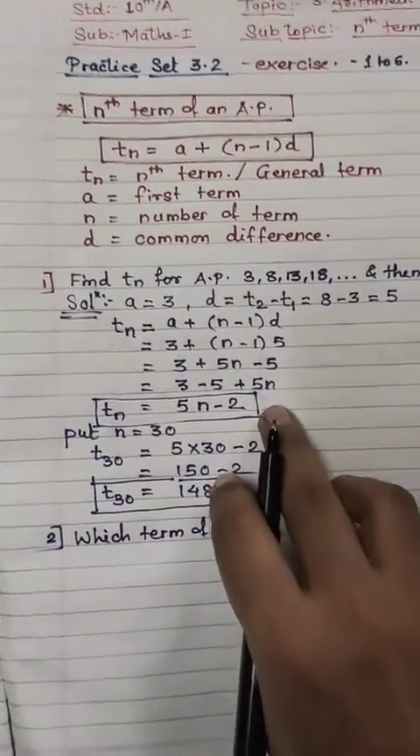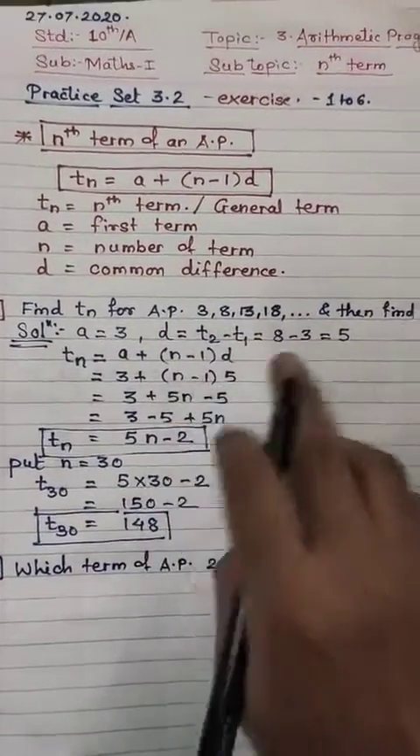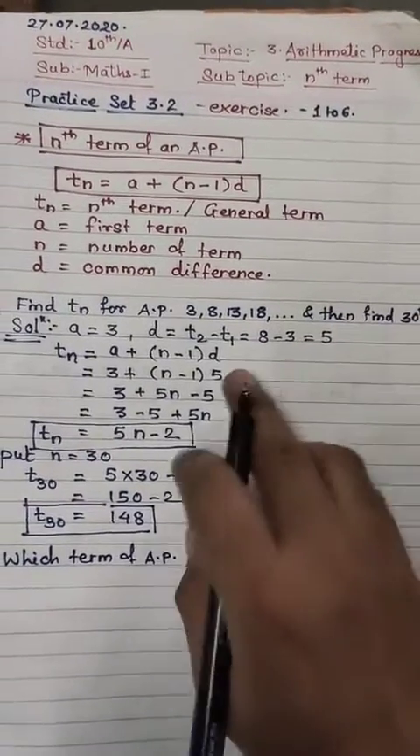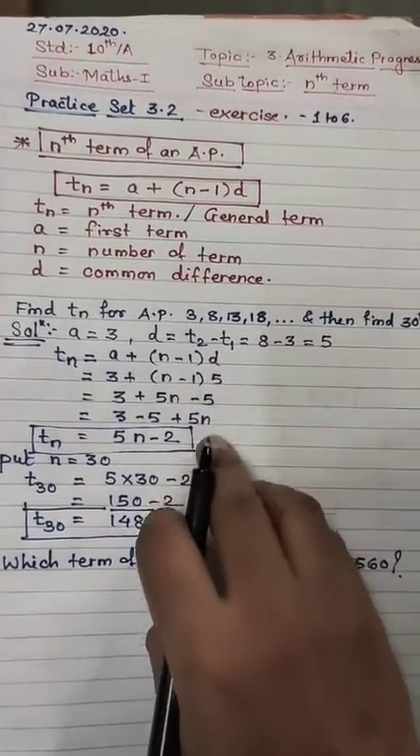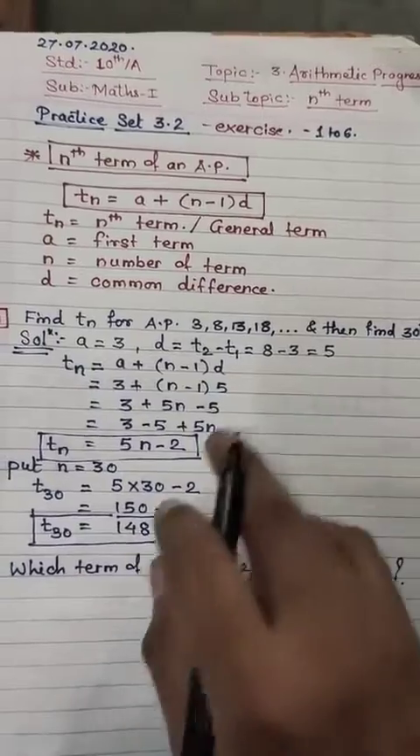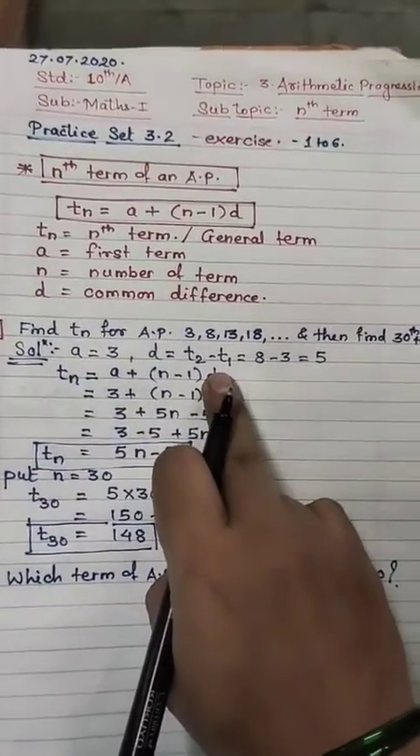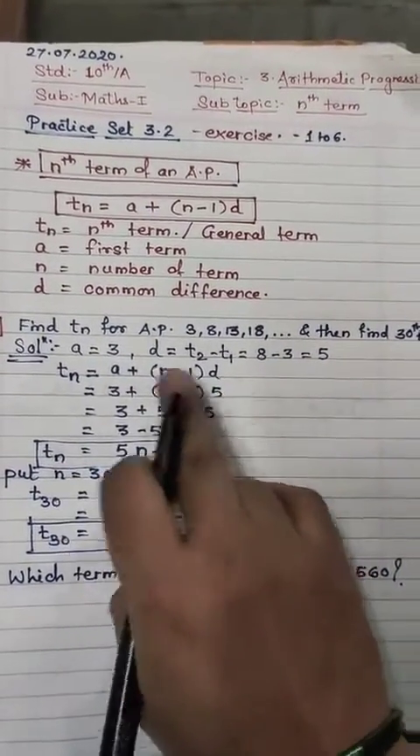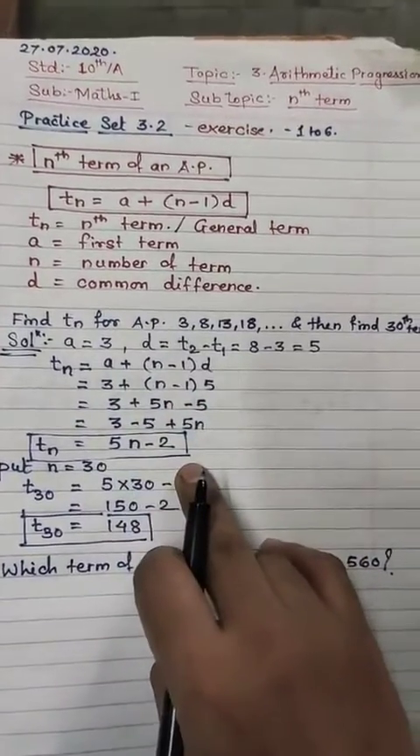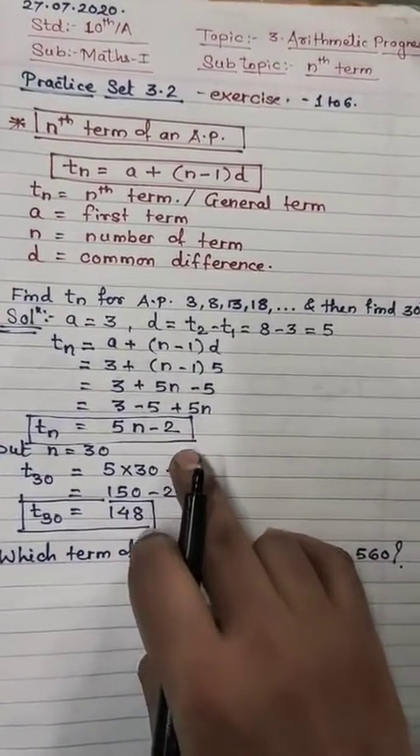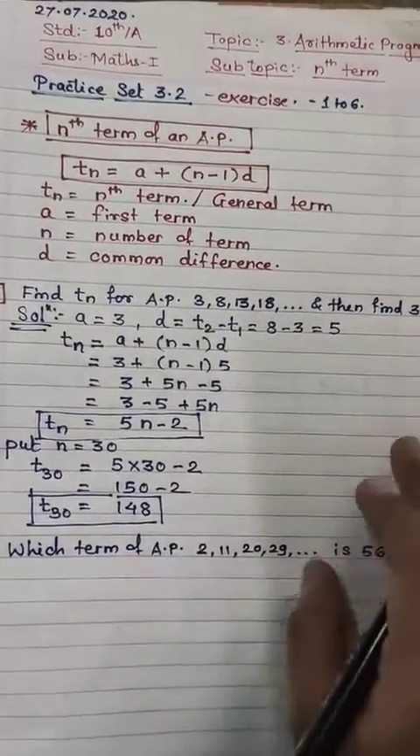If the question is just to find the value of a particular term, then don't do the calculation as shown previously. Just write the formula of Tn, put all the values in the formula, and by substituting the values, you can calculate your answer for T30.